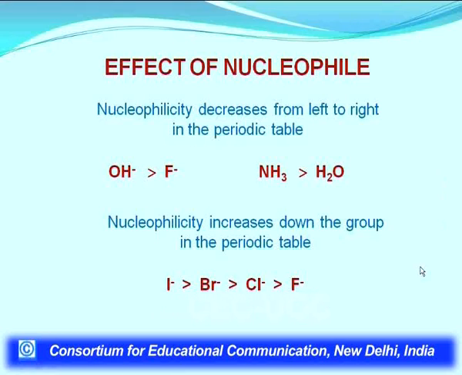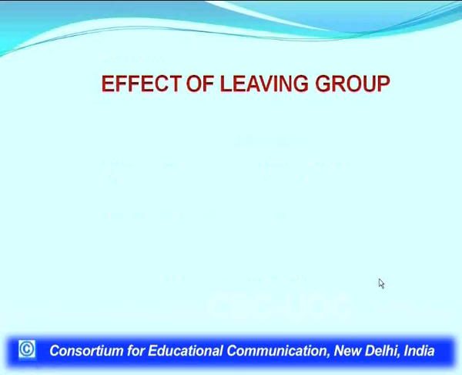So this way we can compare the nucleophilicity of different species, and what we conclude is that if our nucleophile is a stronger nucleophile, then it will attack the alkyl halide molecule, that is a carbon carrying a halogen, and the reaction will be a faster reaction by the SN2 mechanism. Then, the effect of the leaving group.